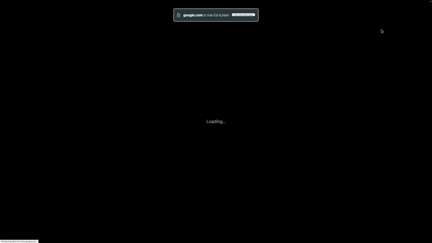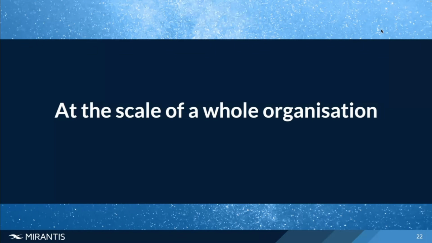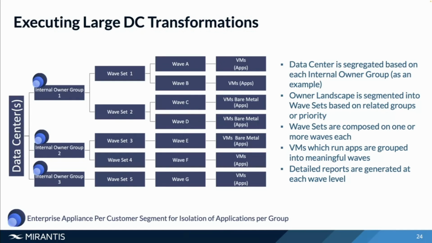So let's look at how that would apply to a whole organization, right? I want to scale out that strategy because in the demo, I only showed one application, migrating that application, containerizing that application, and then deploying it using a blueprint. But how do we manage that in a large organization? And this is where the wave concept is important, right?